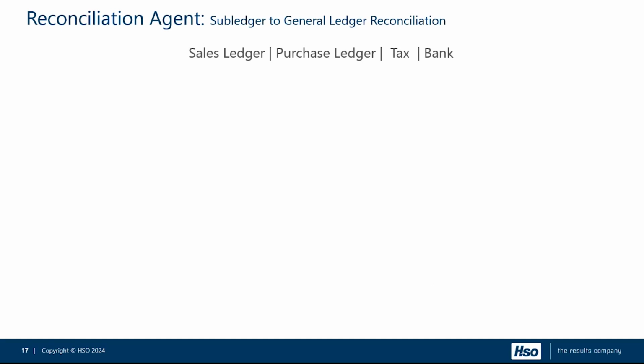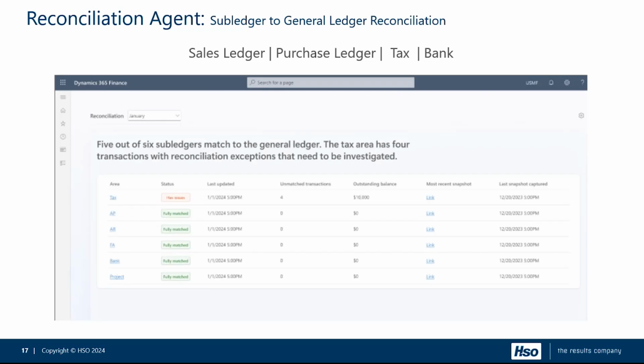So the reconciliation agent. So your subledgers to general ledger. Most often they'll be absolutely fine and they will match up, no reconciliation problems. The initial release will cover sales ledger and purchase ledger, tax and bank, or accounts payable and receivable if you're using American English. And rather than you go and have to extract your transactions, balance them up in Excel or similar, and work out why they're not matching, it comes and tells you.